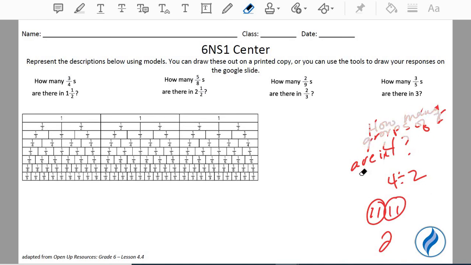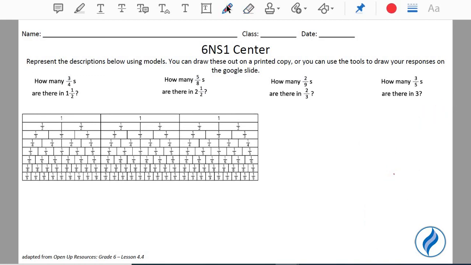All right, but now we're doing that with fractions, which becomes a little bit more complicated. So let's take a look at the first one. How many 3/4 are inside of 1 and 1/2? I want you to go ahead and write the division problem for that, because that will definitely help us out. So for this one, that division problem would be 1 and 1/2 divided by 3/4.